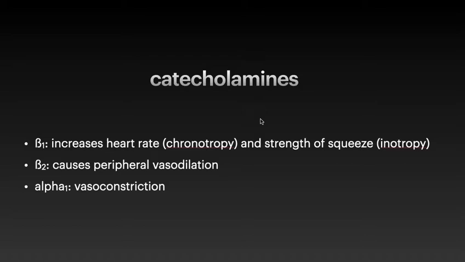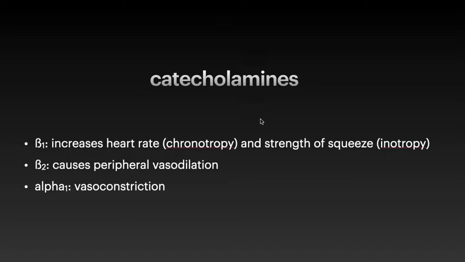So beta 1 receptors actually affect the heart. These are the ones that cause increased heart rate, and they also increase the strength of contraction. Increasing the heart rate is called chronotropy, and increasing the squeeze or the strength of the pump mechanism is called inotropy. And things that affect beta 1 are the most likely to cause rhythm problems too.